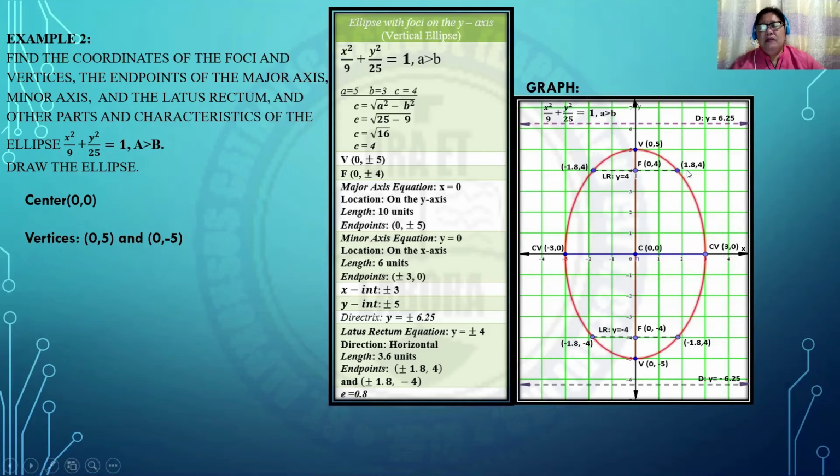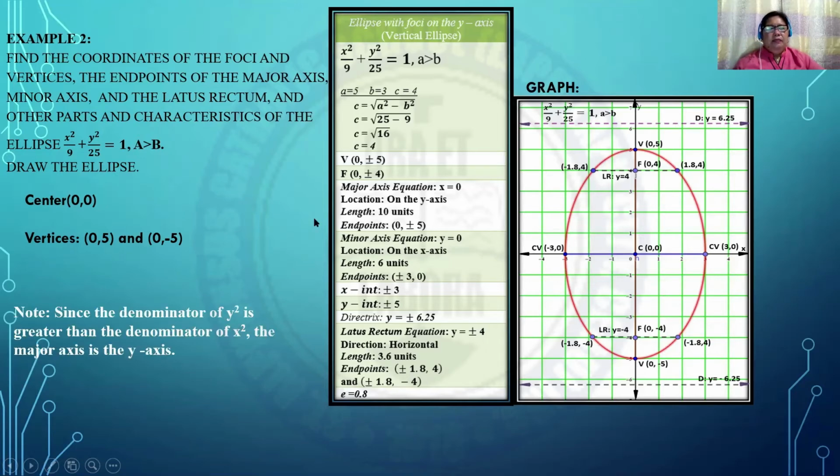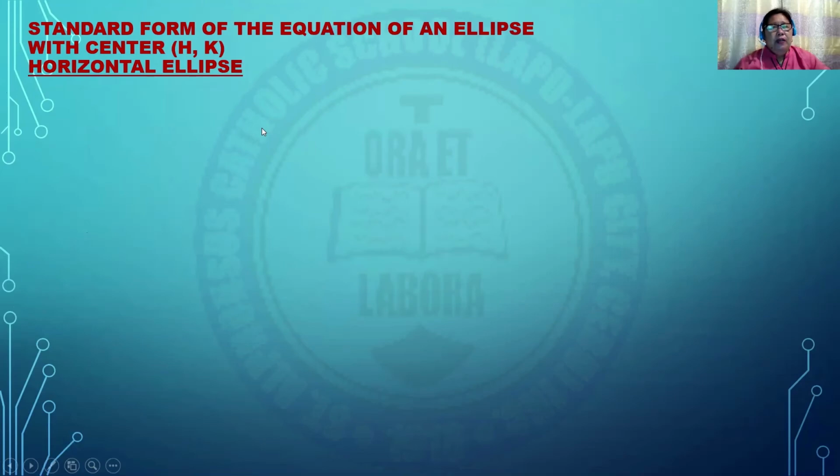You have here the endpoints of the latus rectum, and the latus rectum is y is equal to 4. Here y is equal to negative 4. Directrix, you have y is equal to 6.25. Here negative 6.25. And these are the endpoints of the latus rectum. Next. Since the denominator of y squared is greater than the denominator of x squared, the major axis is the y-axis. Let us have the standard form of the equation of an ellipse with center HK.